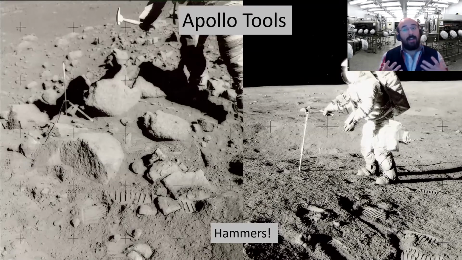And of course, they had, like any good geologist, a trusty geological hammer. And this was used for hammering off rock chips, but also was used for hammering in these drive cores for sampling core samples into the lunar surface.